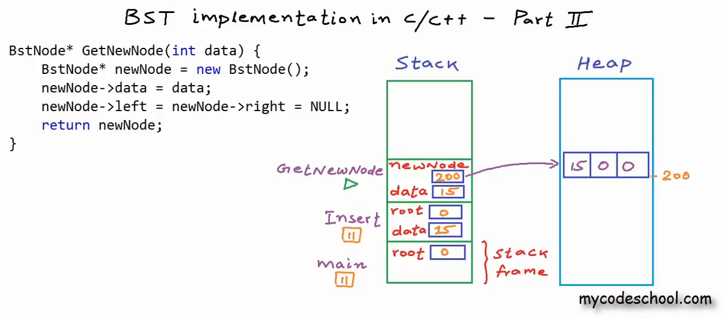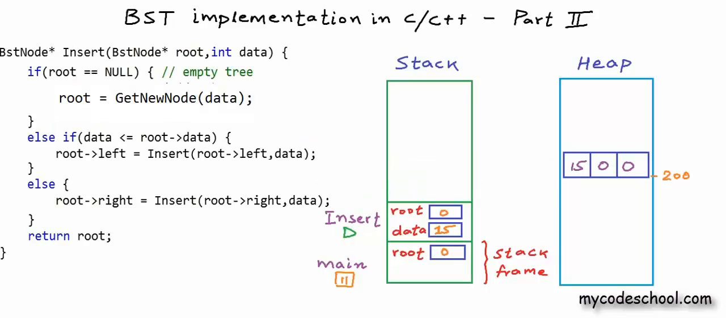And now get new node will return the address of new node and finish its execution. Whenever a function call finishes, the stack frame allocated to it is reclaimed. The call to insert function will resume at this line, and the return of get new node, address 200, will be set in this root, which is a local variable for the insert call.